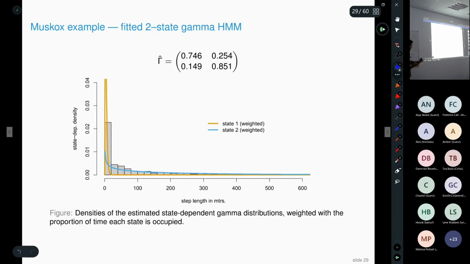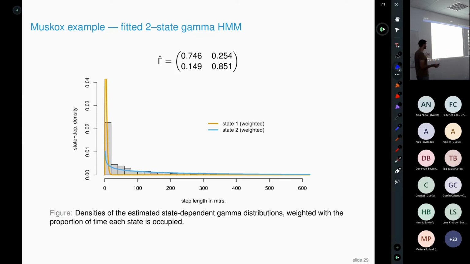Good question though. Okay, so here's the fitted two-state HMM. We saw the three-state HMM before. This is the two-state HMM now fitted to the muskox. You have the resting state distribution, the orange one. So we have steps of up to maybe 15 meters. So this is really all the inactive behavior of the animal. And then the blue distribution captures everything else in this case. We saw earlier on that we actually want to have 3 states.